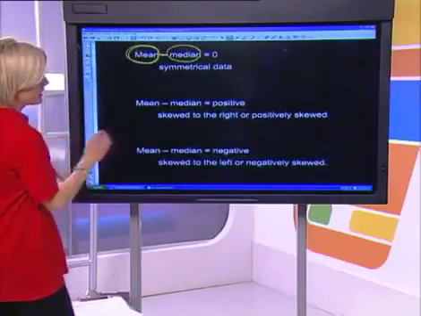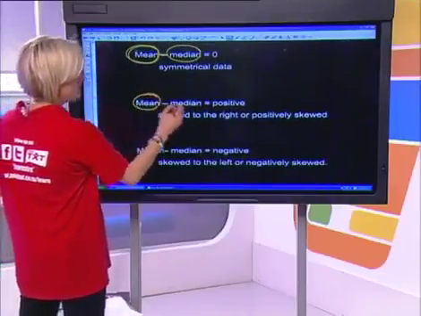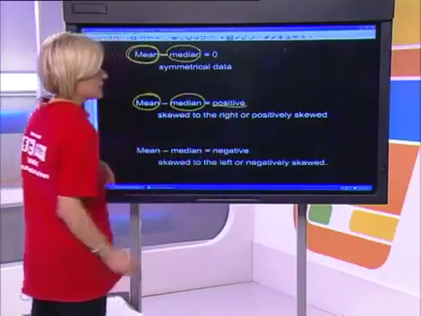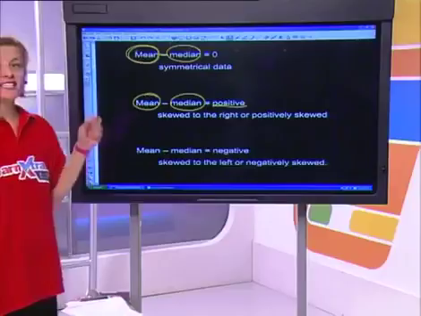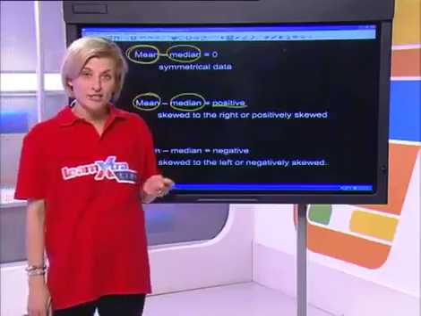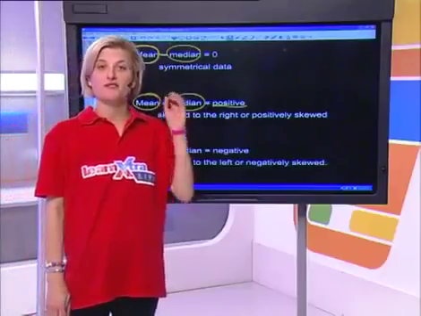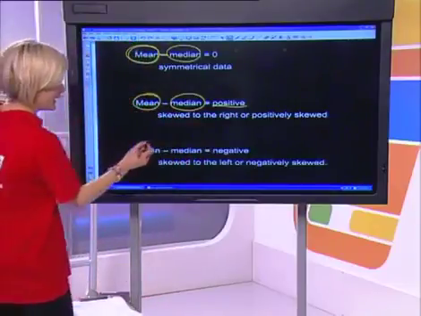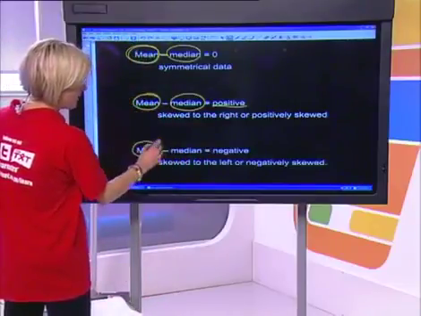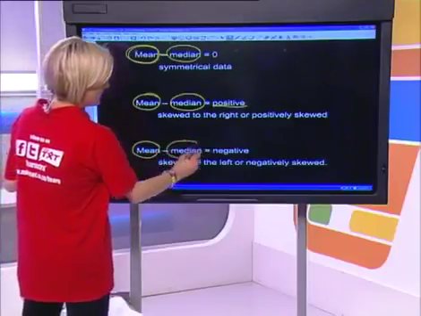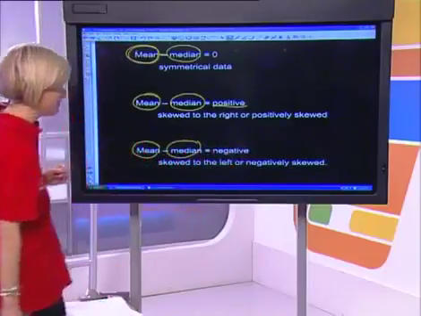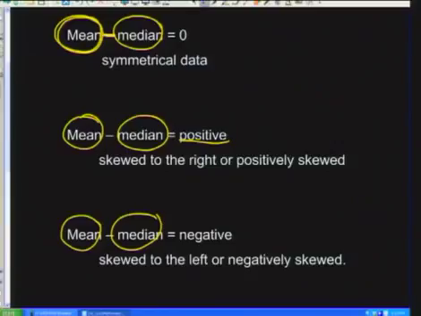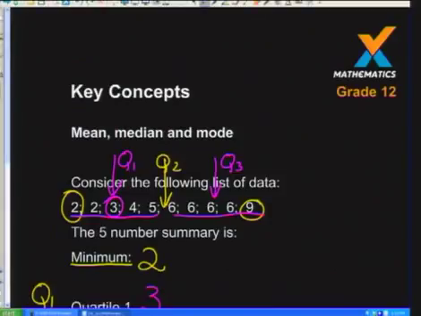Then, if our mean minus the median gives us a positive answer, we say that the data is skewed to the right or positively skewed. This is very, very important, boys and girls. You've got to know this. And then finally, if we take our mean and we subtract the median and our answer is negative, we say that the data is skewed to the left or negatively skewed.